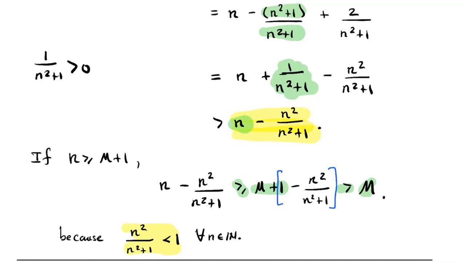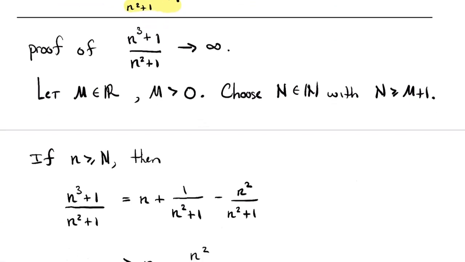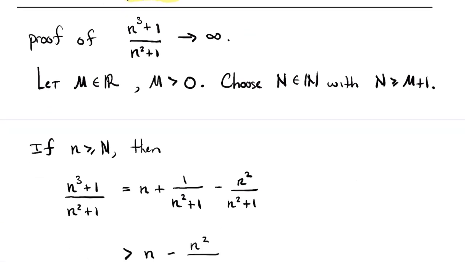Cool. So now I kind of see how to choose my capital N. m plus 1 might not be a natural number, but that's no big deal. I can always find a natural number bigger than it. All right, stop the video, see if you can kind of absorb those steps, and then we can finish this video just by writing the formal proof.